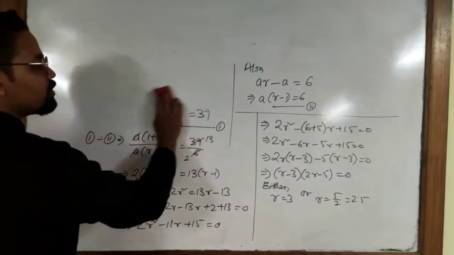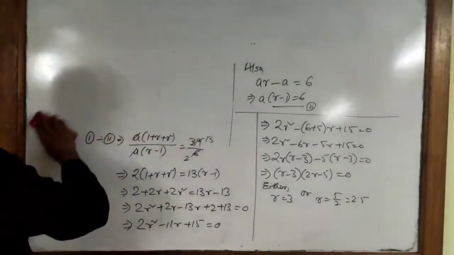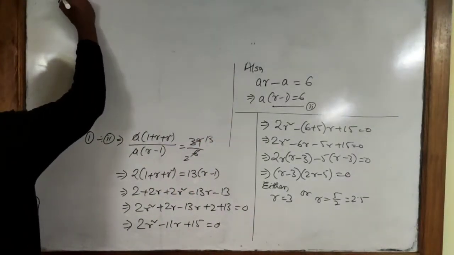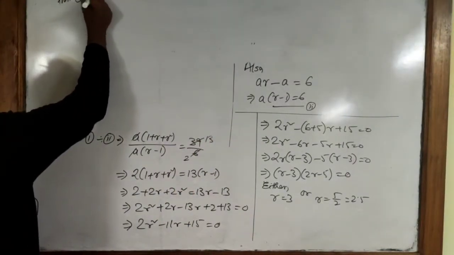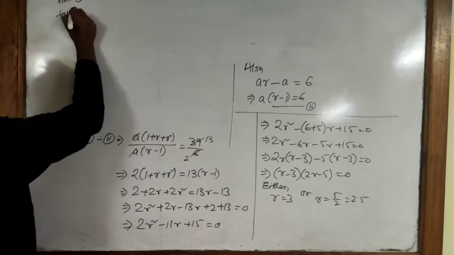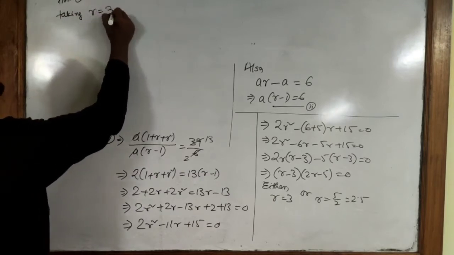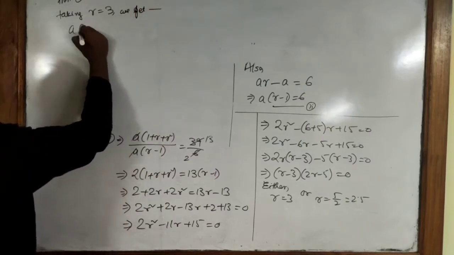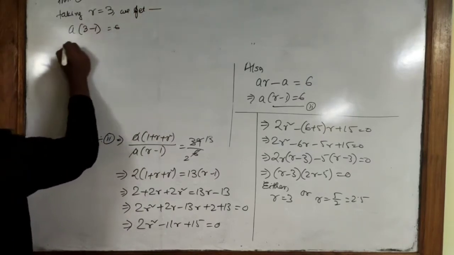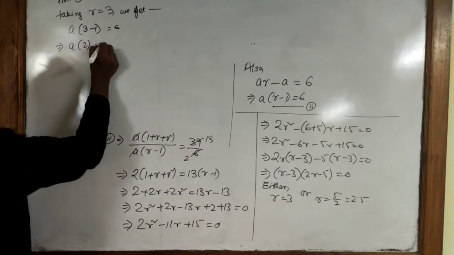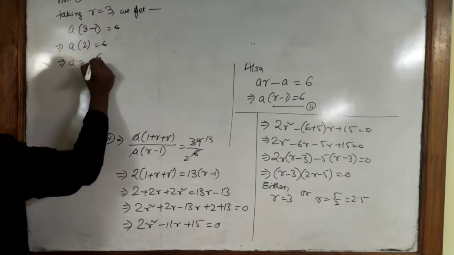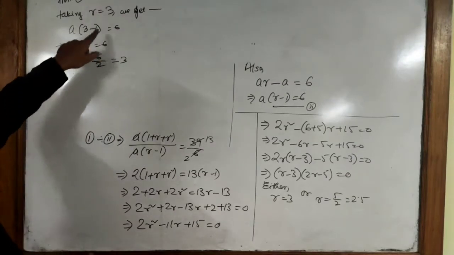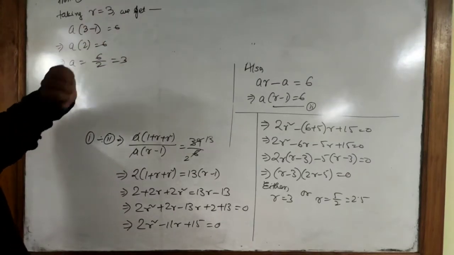And as equation number 2 is easier, simpler, let's use equation number 2. So from 2, taking r equal to 3, we get a into 3 minus 1 equal to 6, that is a into 2 equal to 6. So a is equal to 6 by 2, that is 3. Okay, so in this case the first term is 3 and the common ratio is also 3.